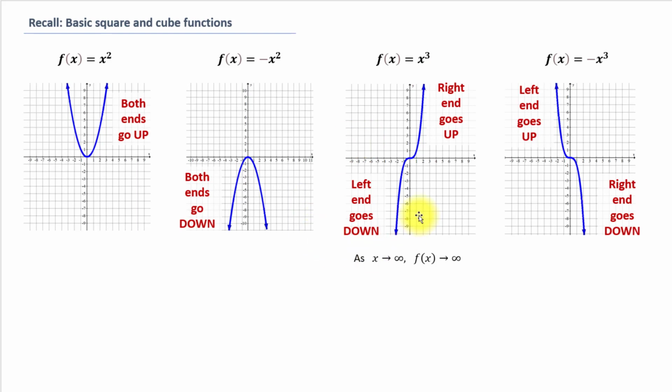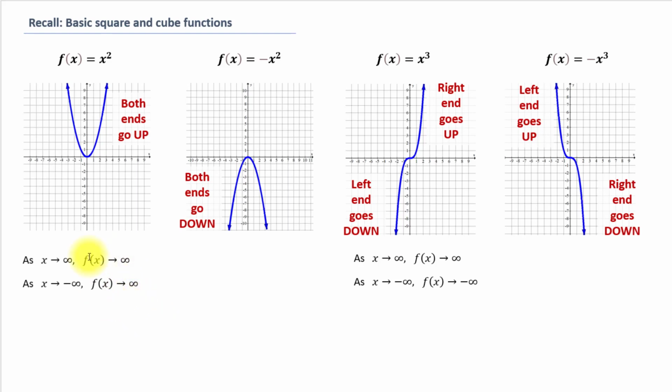How about the left end? Well, we'll say the following. As x approaches negative infinity, it means that as x values get smaller and smaller, so we're moving to the left, f of x, or function values, or in other words, y values, also approach negative infinity. In other words, this left end goes down. Let's try this for the rest of the functions and their graphs.